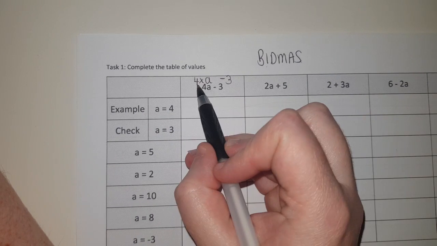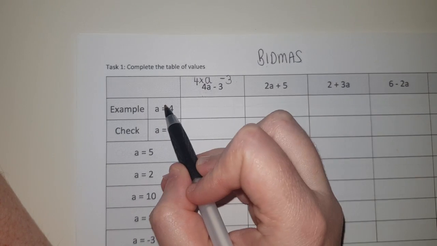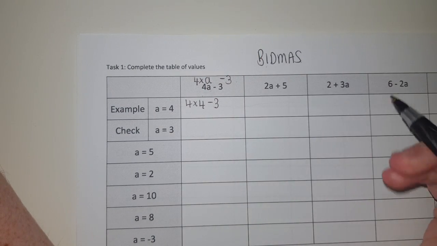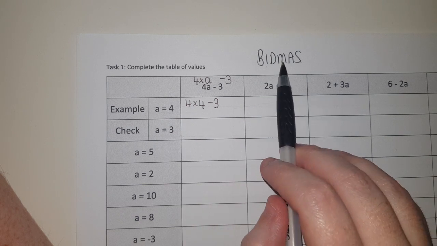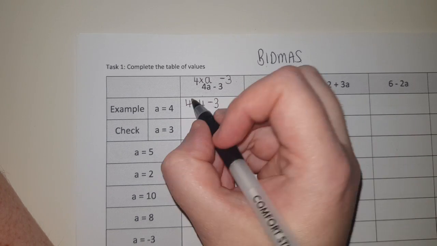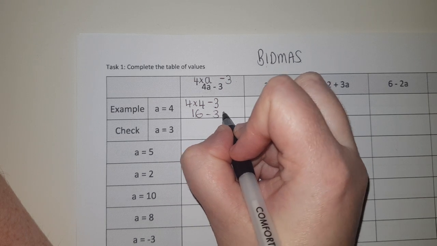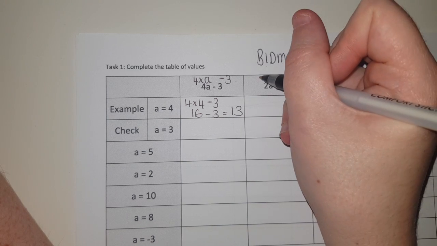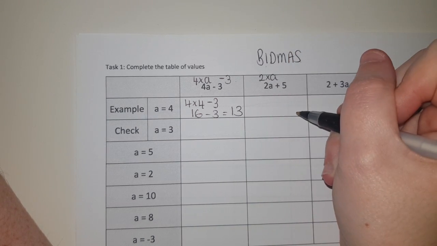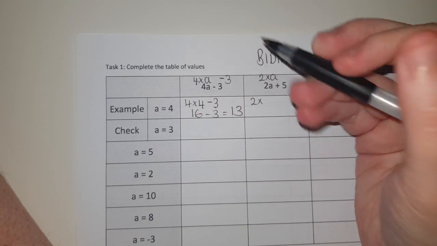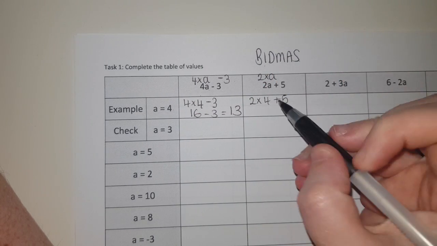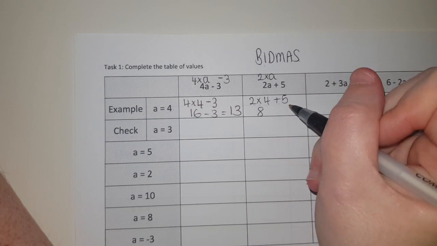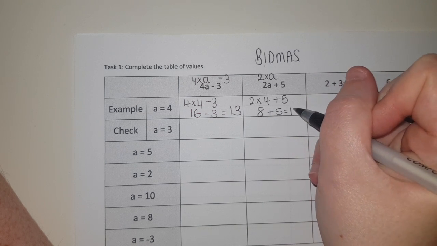So if I look at the first one, instead of saying 4 times a minus 3, my a value is going to be 4. So I'm going to do 4 times 4, take away 3. Now, multiplication comes before subtraction in the word BIDMAS, so I need to do the multiplication first. 4 times 4 is 16. I've still got the subtract 3. That leaves me with 13. On the next one, 2a plus 5 means 2 times a and then add 5. So I've got 2 times 4 plus 5. Again, multiplication comes before addition in the word BIDMAS. So I do 2 times 4 is 8 and then add on 5, I get 13.